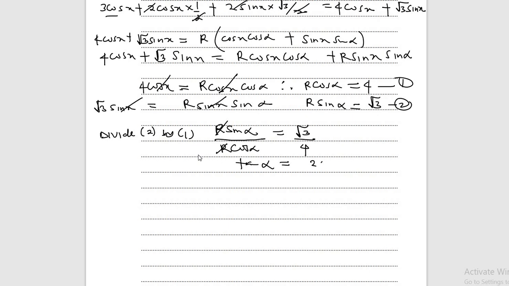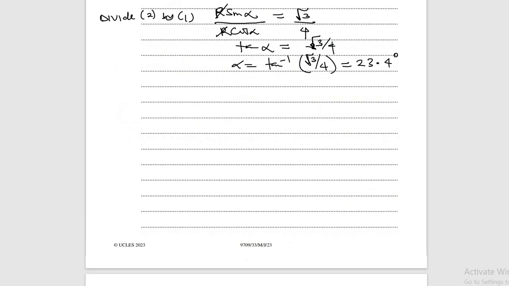That's root 3 over 4, equal to root 3 over 4. What is alpha? Alpha is arctan of root 3 over 4. Punch it in your calculator. We have 23.41 degrees, or 23.4 degrees. That's alpha. So let's get R.